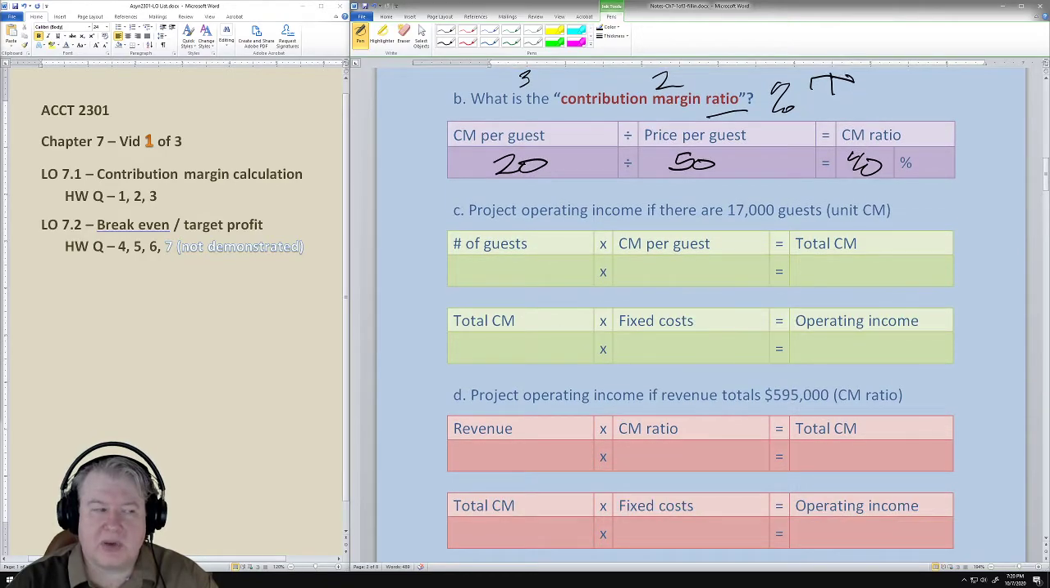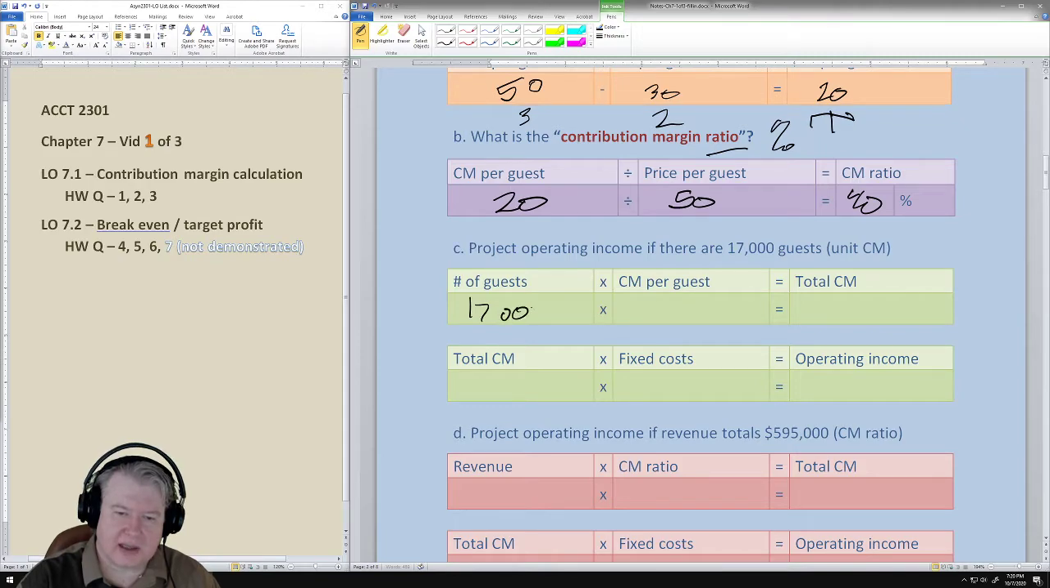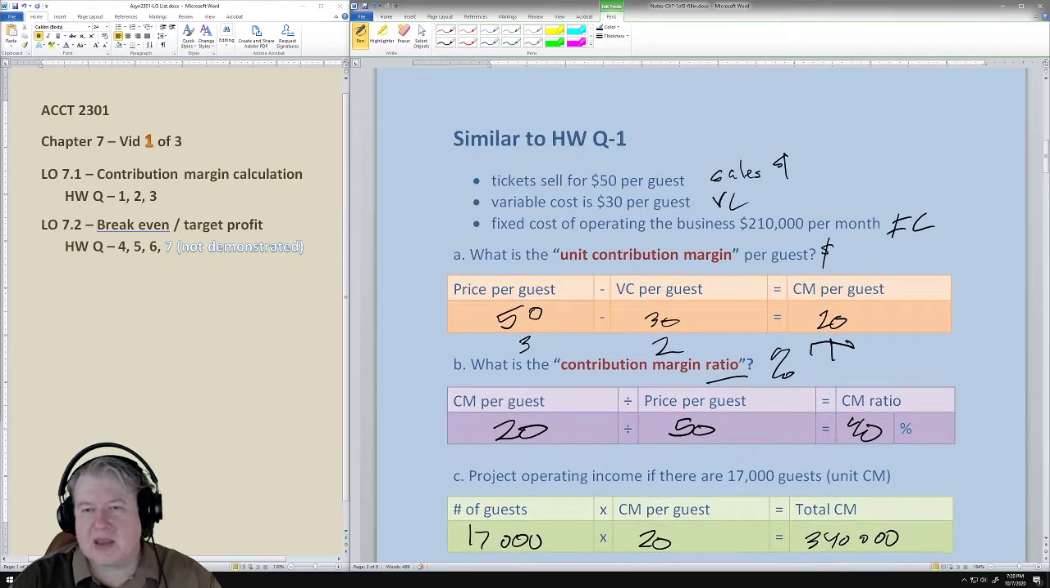When we go down here and want to figure out a little bit further, they're saying, using these numbers, figure out what the income would be if there were 17,000 guests. Okay, there's 17,000 guests. Contribution margin is 20, which we figured out right up above. So the total contribution margin is 340,000.